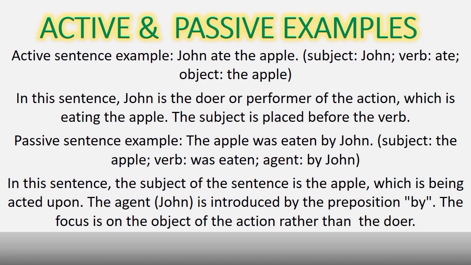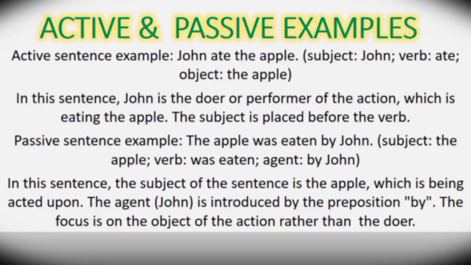Passive sentence example. The apple was eaten by John. Subject is the apple. Verb: was eaten. Agent: by John. In this sentence, the subject of the sentence is the apple, which is being acted upon. The agent John is being introduced by the preposition by. The focus is on the object of the action rather than the doer.